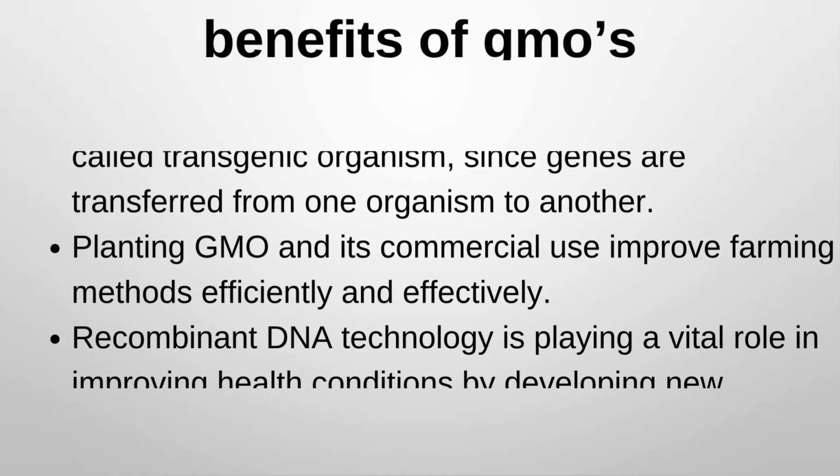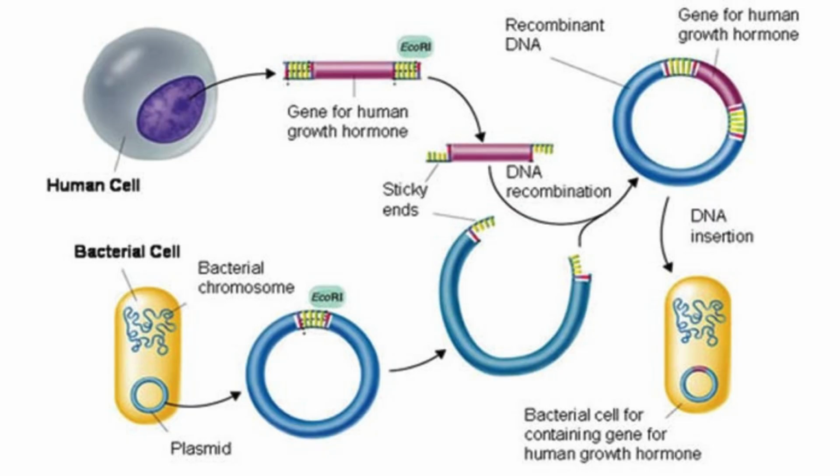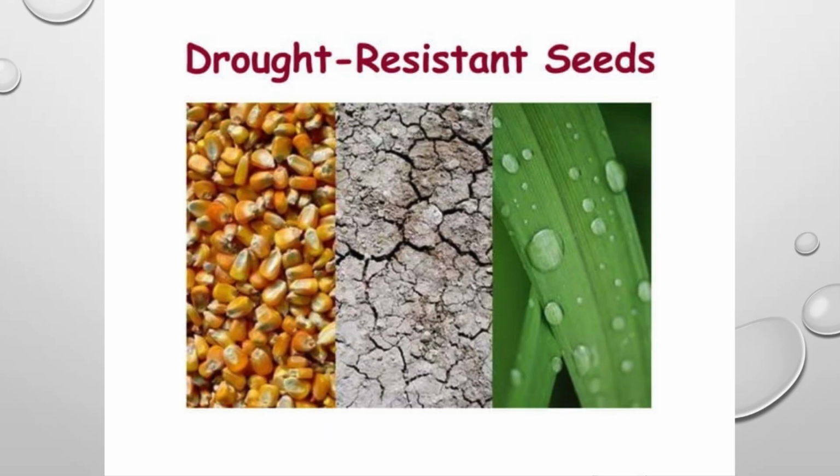Now, another benefit of GMOs was already discussed a while ago. Okay, this one is another example of GMO, Miyazaki mangoes. And then we have this bacterial and human cell, the one we call recombinant DNA. Then this one is golden rice that is genetically modified and rich in vitamin A. And drought resistant seeds of corn.